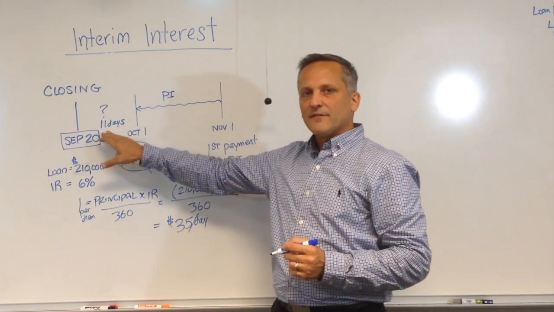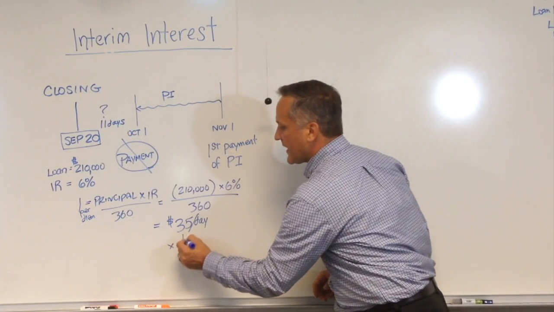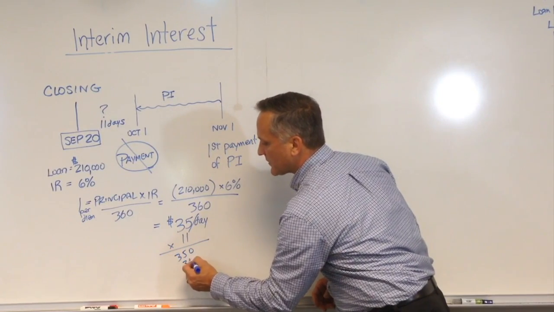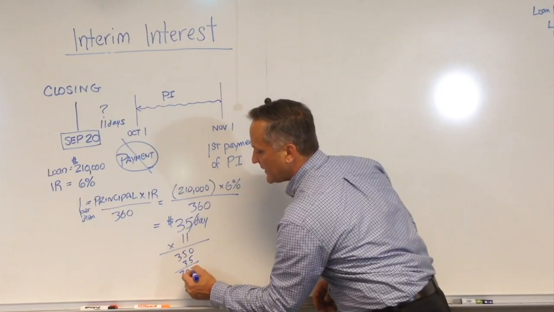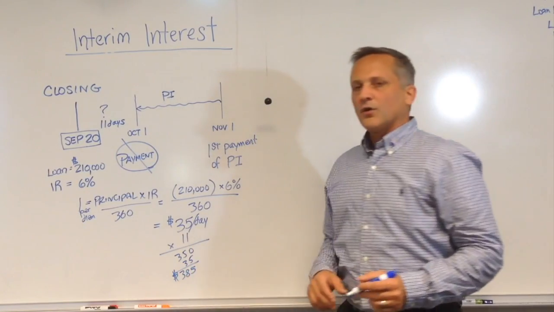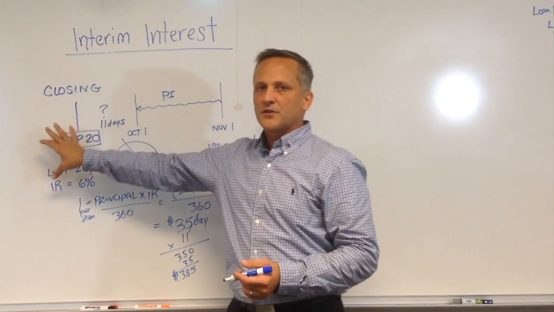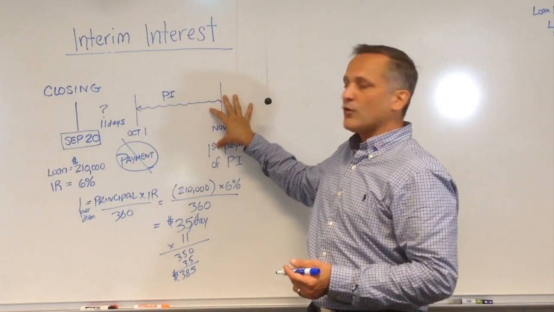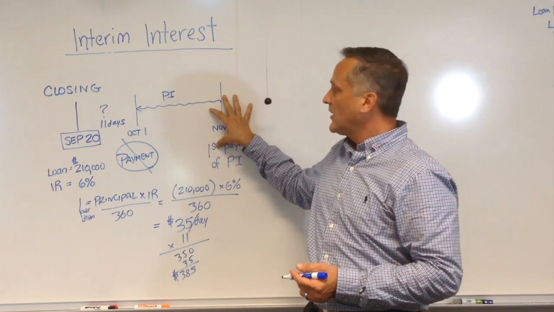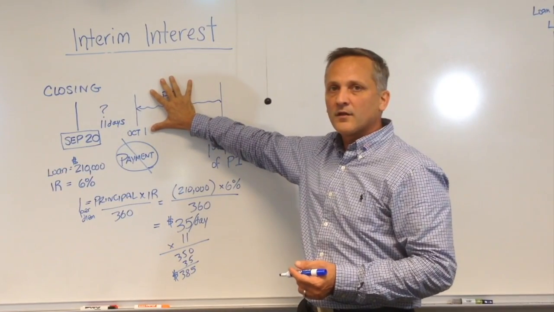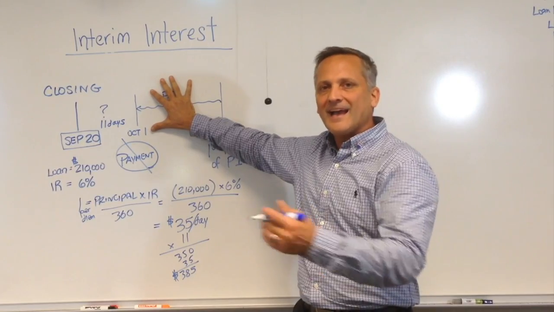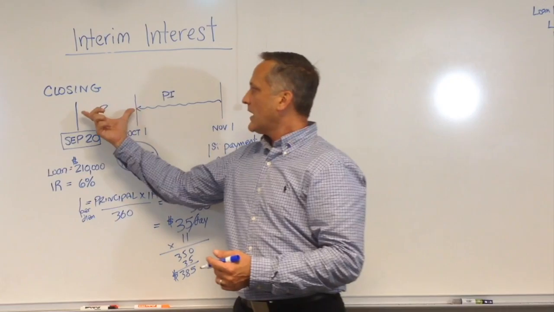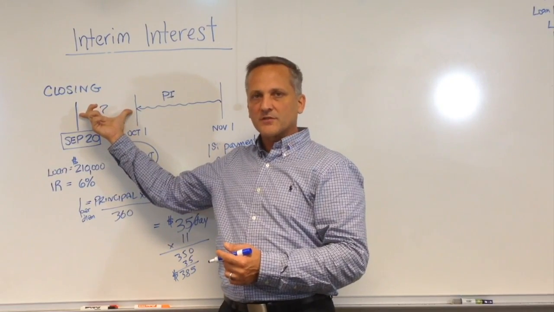Now we know that it's 11 days, so I'm going to multiply that by 11, and I get 350 plus 35, $385. So for the privilege of getting the money on the 20th to conduct this closing, knowing that the bank's not getting a full monthly payment till November 1st, which is only for this month, we need to give the bank at closing $385 as prepaid interest, interim interest, for this period of time.